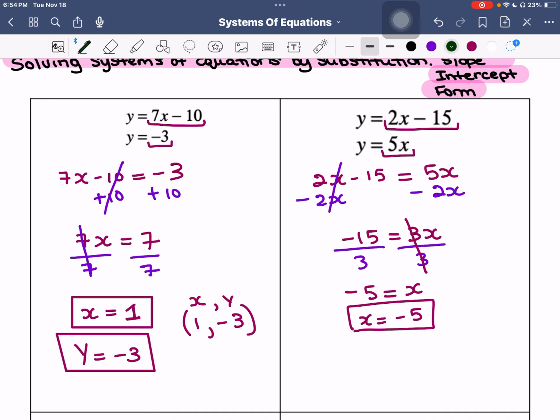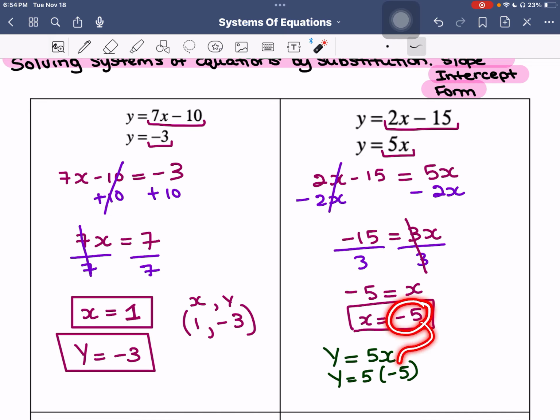So we have y is equal to 5x. I just found out that x is equal to negative 5, so y is equal to 5 times negative 5. All I'm doing is plugging in this negative 5 for x. 5 times negative 5 is just negative 25, so y is equal to negative 25.